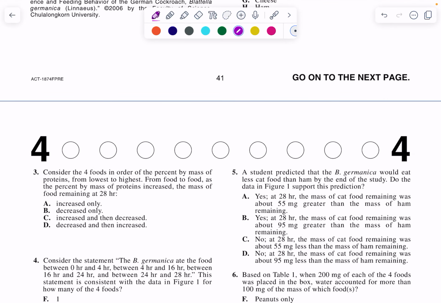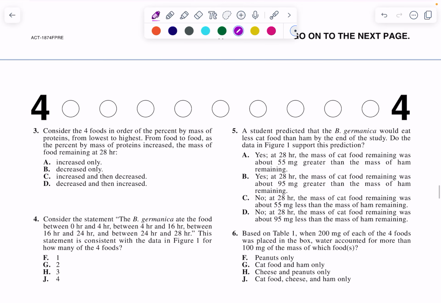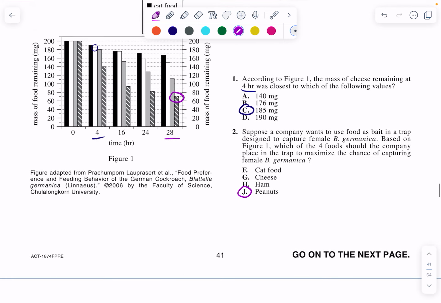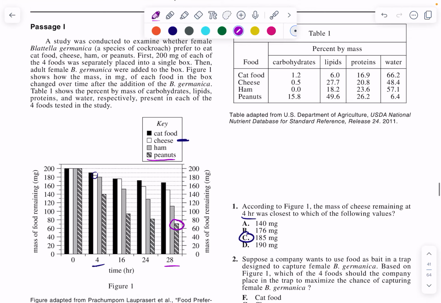Consider the four foods in order of the percent by mass of proteins from lowest to highest. From food to food, as the percent by mass of proteins increased, the mass of food remaining at 28 hours did what? So we're looking at what's the trend as the protein percent goes up in the food. So this one, we finally get to go use table 1, and we're able to look at the proteins here. Now this is nice. We see that when you go from cat food to cheese to ham to peanuts, the amount of protein is increasing as we go through those four.